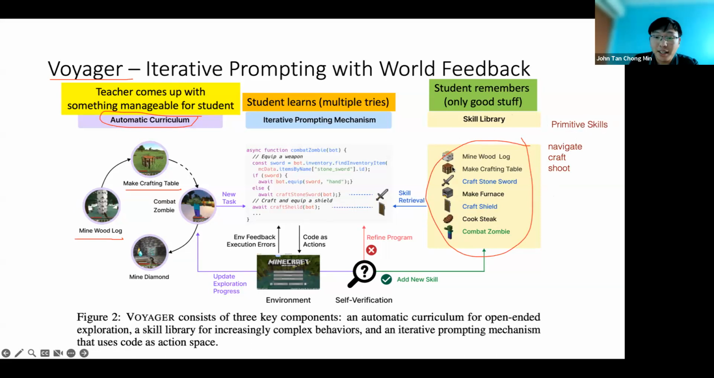And these complicated skills, where do they come from? They come from if you pass a certain kind of curriculum, for example, mine wood log. If you pass it, whatever you do will be stored in your memory, and this can be called as a function next time. What are these kind of functions? These functions are just Python code. In this case, this looks like JavaScript.